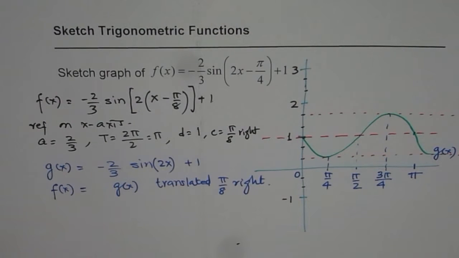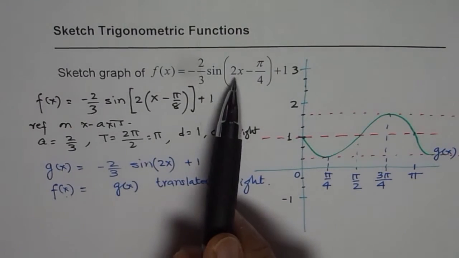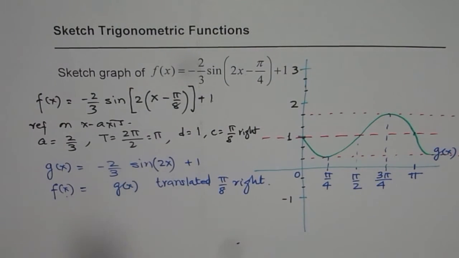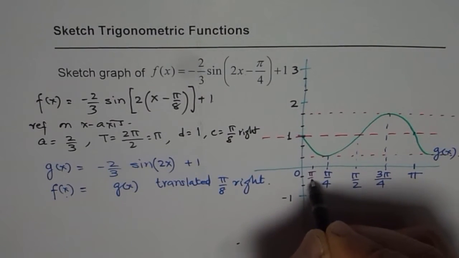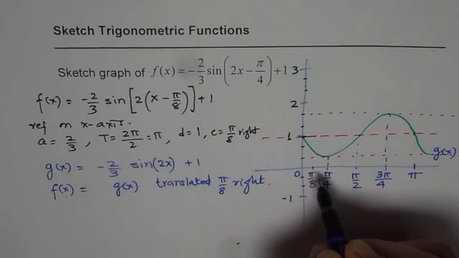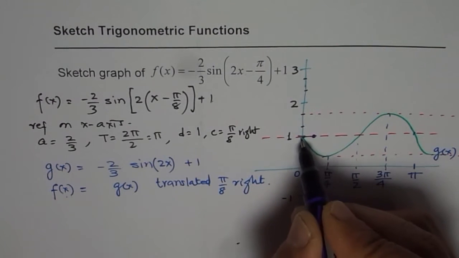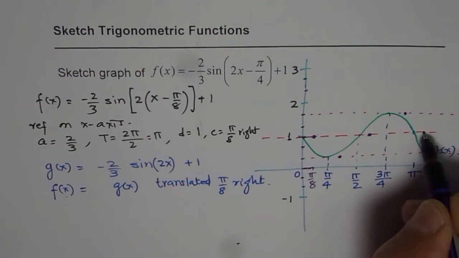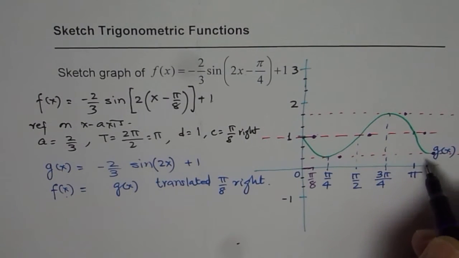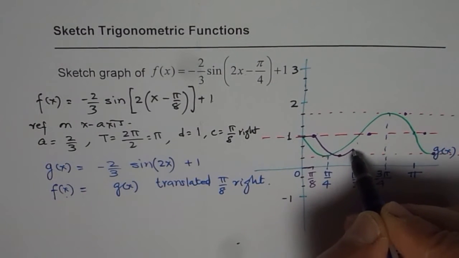Do you see that? Without any horizontal translation, that is g of x. Now we will do f of x, and the only difference is that f of x is a translation of g of x horizontally by pi by 8. So where is pi by 8 for us? Pi by 4 is this much, and that is pi by 8. Do you see that? So every point moves by this much, right? So that point will be here, this point will be here, this point will be there, and so on, ending here. So if I join them, I get my answer.